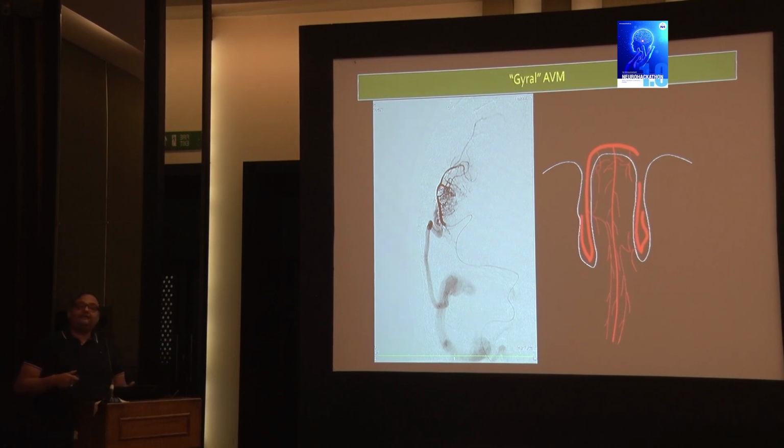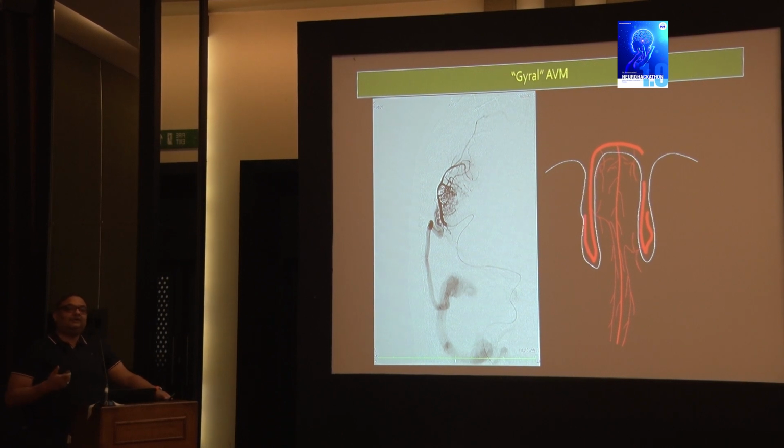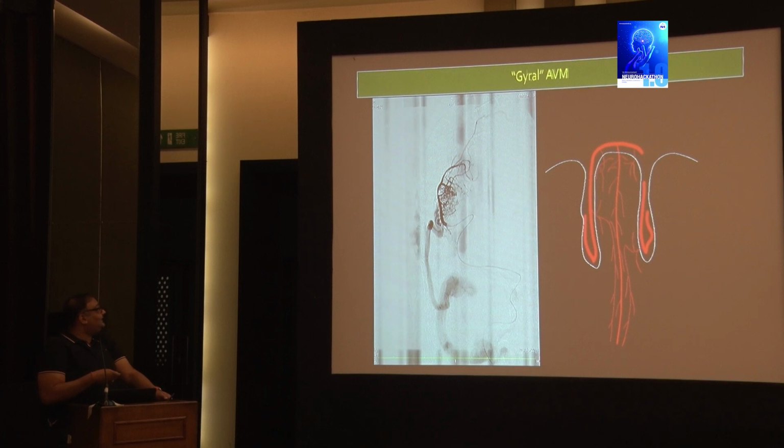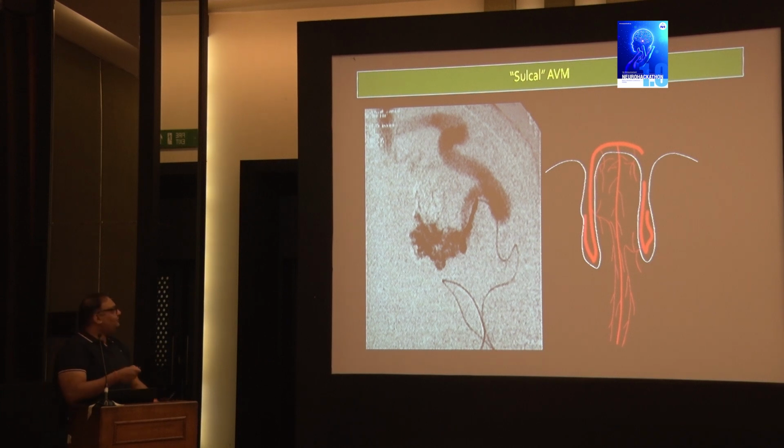Therefore, the kind of AVM that you are going to encounter will decide the kind of hardware that you are going to choose. In a so-called sulcal AVM, in this situation, any microcatheter or any flow-guided microcatheter will do the job. You will be able to reach this area because there is not much tortuosity, and even a double-tipped microcatheter, a coiling microcatheter in certain situations, can reach this situation.